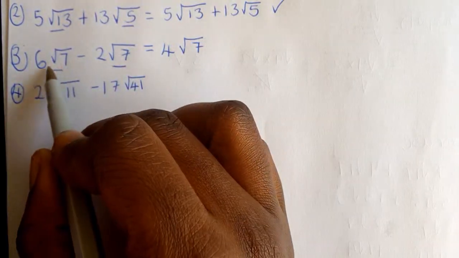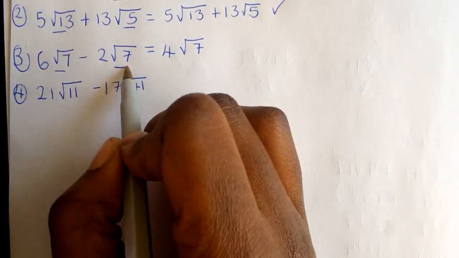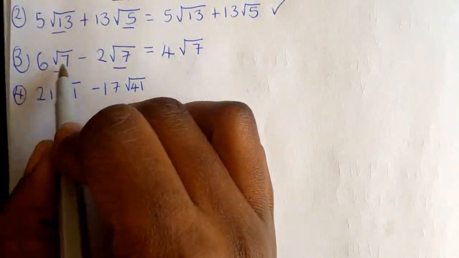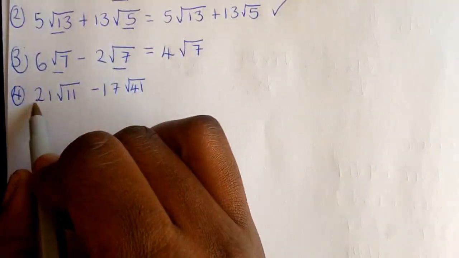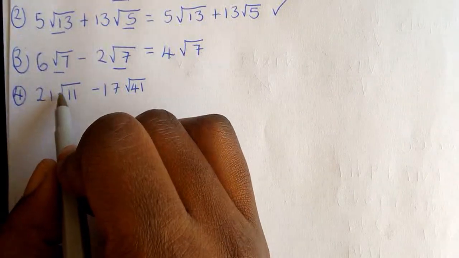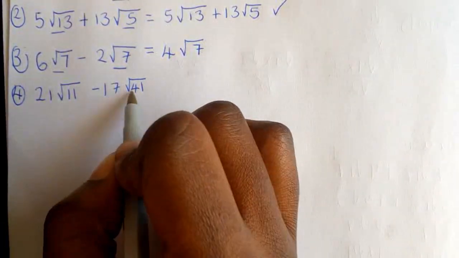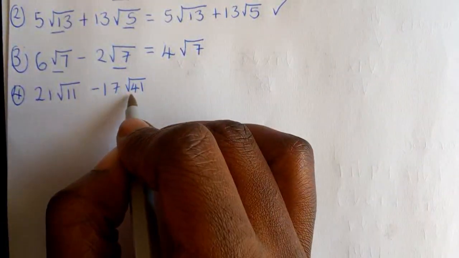And for number 3, the question was 6 root 7 minus 2 root 7. Since the numbers in the square roots are the same, we just subtract: 6 minus 2 is equal to 4 root 7.